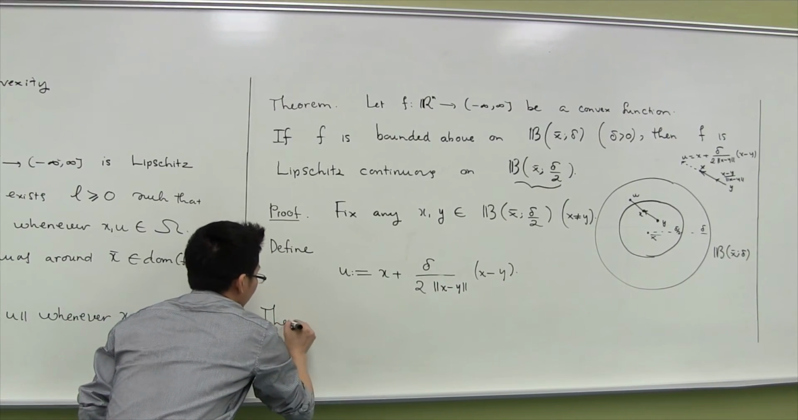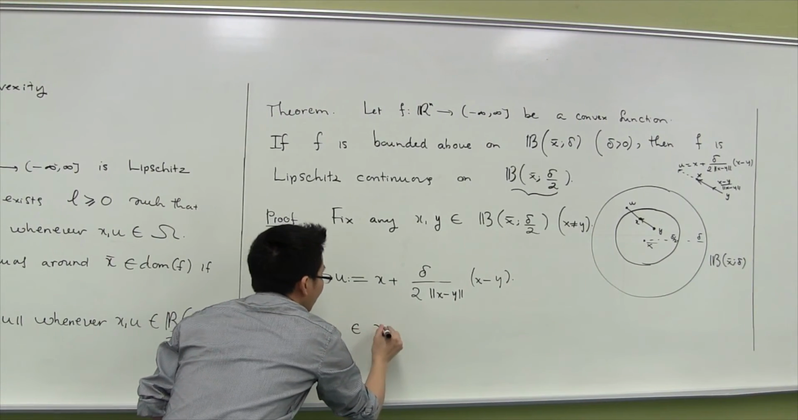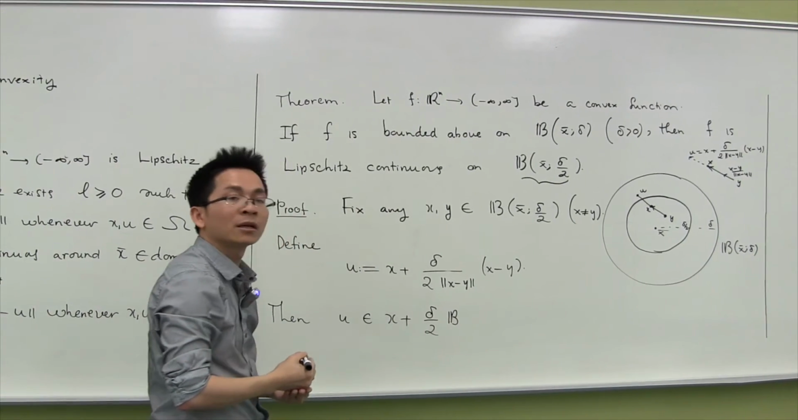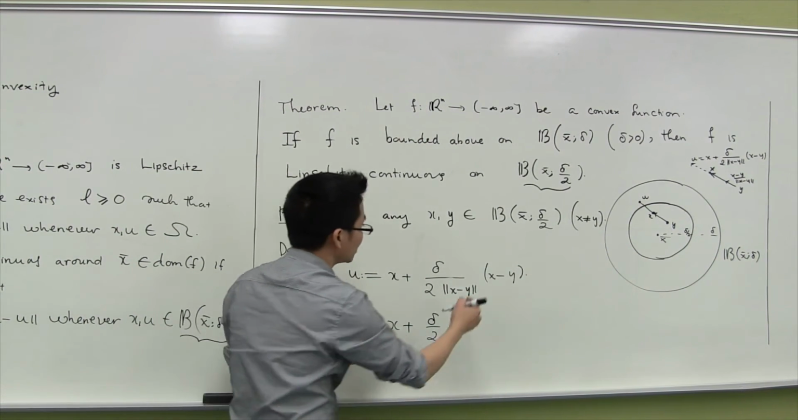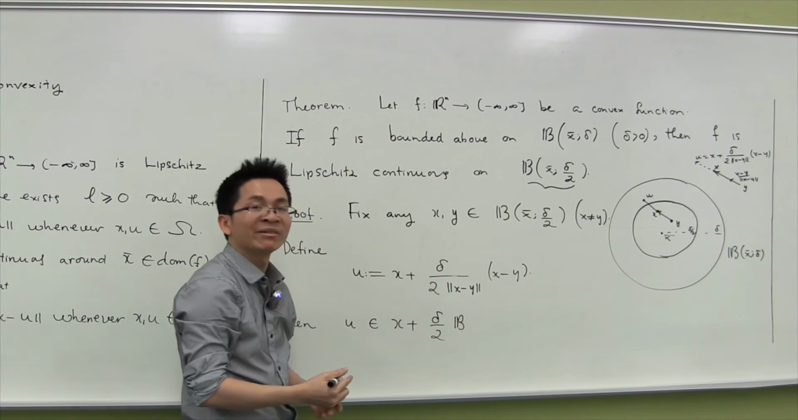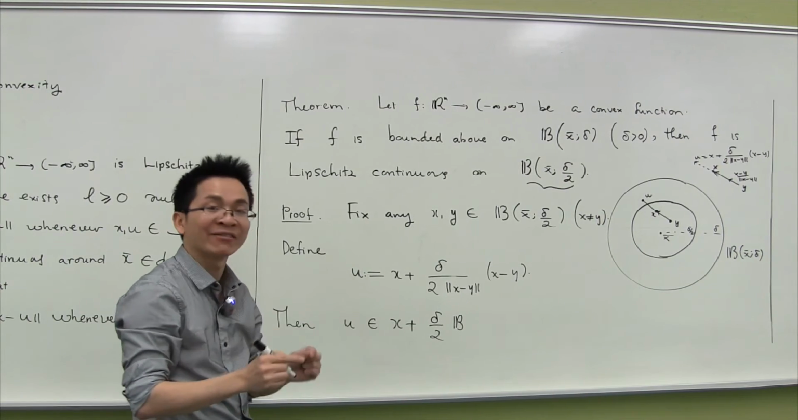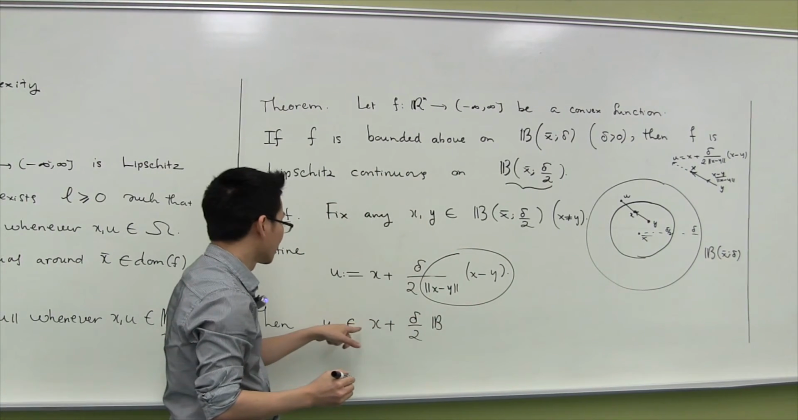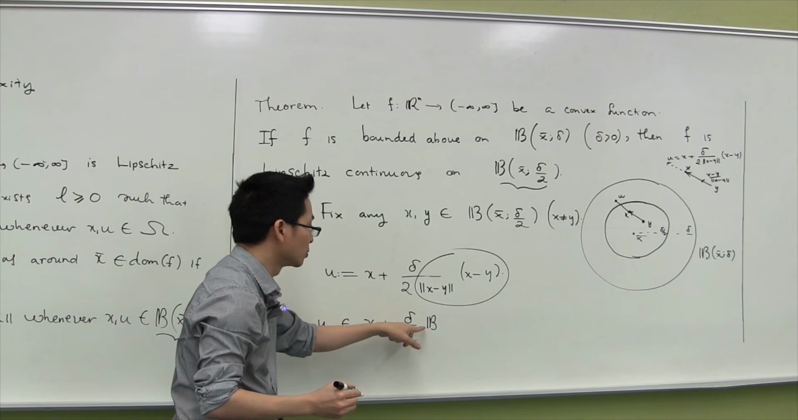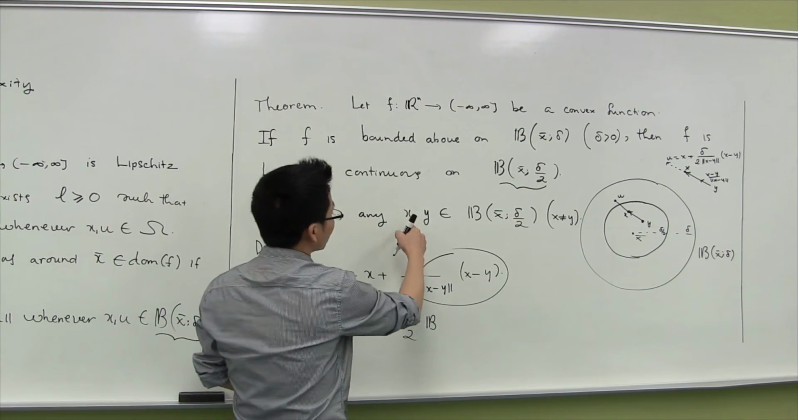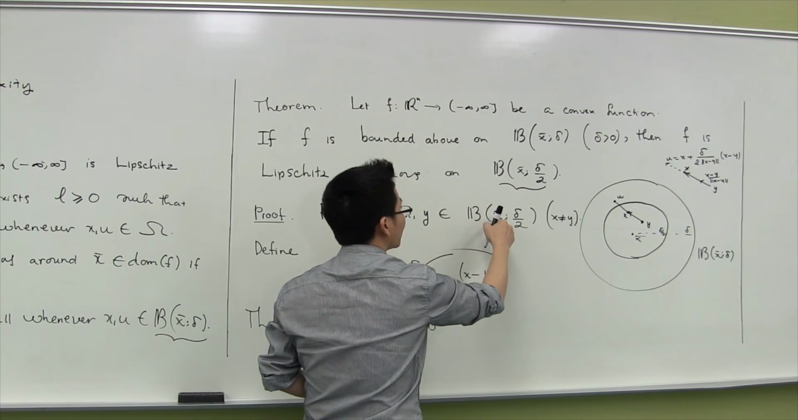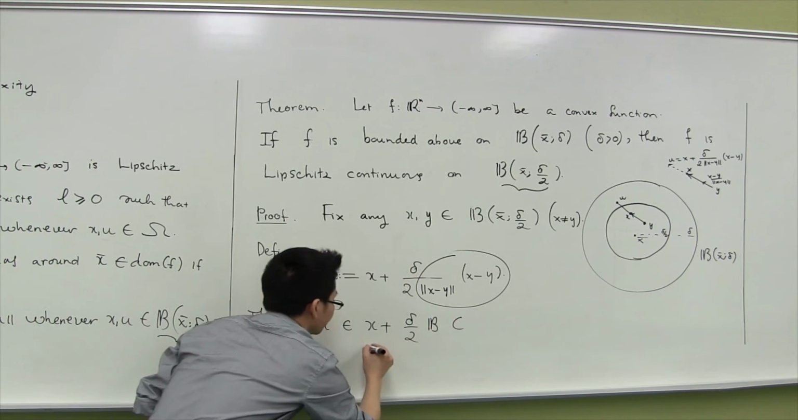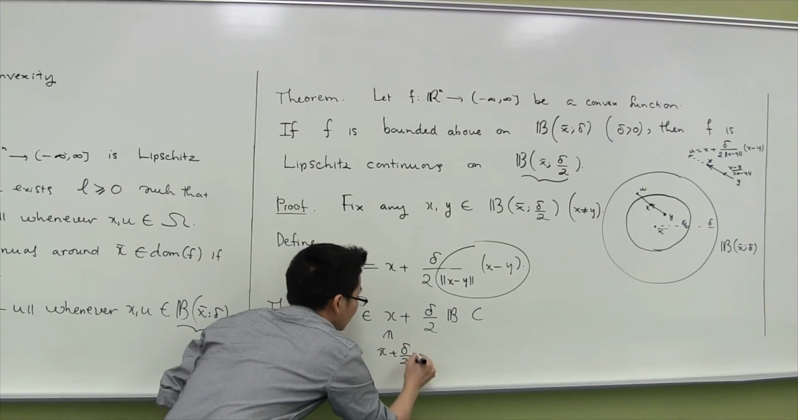Then u belongs to x plus delta over 2 times B. Over here, B is the closed unit ball of Rn. This is true because x minus y over norm of x minus y is a unit vector. The norm of that vector is 1. So this is an element in B. So u belongs to x plus delta over 2 B. Now, as you see here, x is in the ball with center at x bar and radius delta over 2. So x belongs to x bar plus delta over 2 times B.